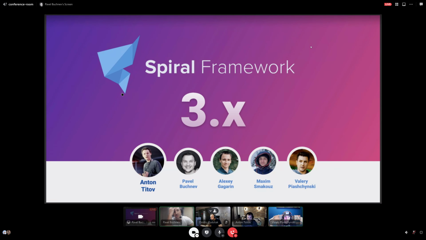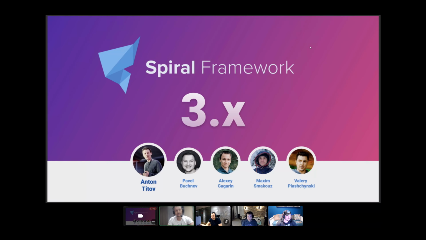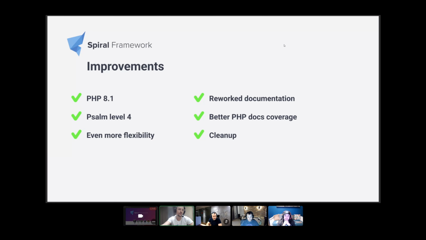As usual, our PHP team has worked hard last month, and at last we released Spiral Framework 3.0. In this episode, we will quickly take a look at new things that were added, and at new packages that were released. The first thing that I wanted to mention is about improvements. Spiral framework now requires PHP 8.1 or greater, and at last we raised the Psalm level up to 4, and it was hard, but we did it.